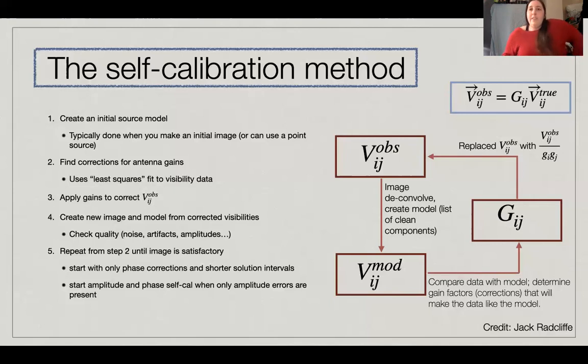For self-calibration, you should start with only phase calibration. Remember the problems you get when you have phase errors. Well, we need the phase to be as good as we can get it so that our amplitudes align and they're not degraded. Once the phase errors are gone, then we can move on to amplitude and phase calibration.